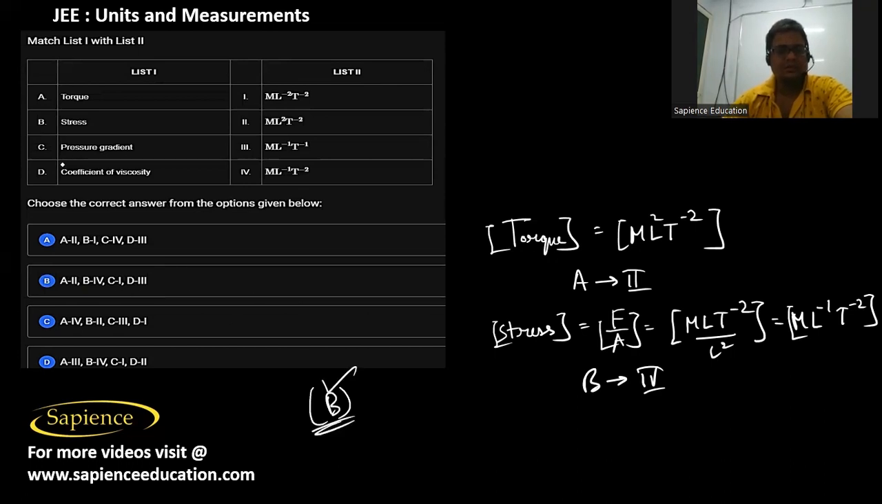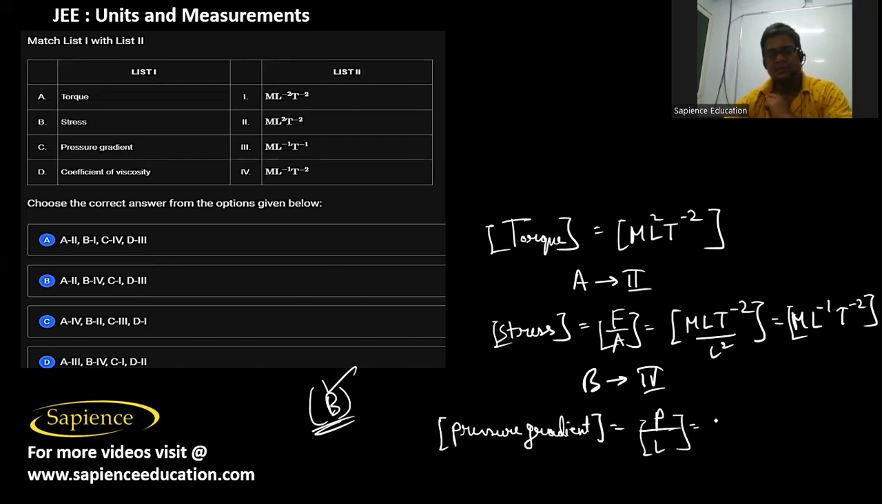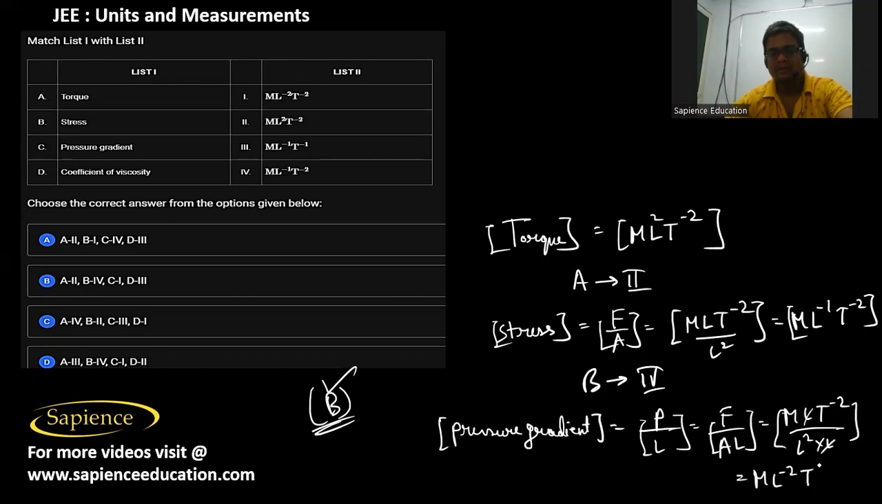But we can check. The C1 is pressure gradient. So pressure gradient is pressure by length. Pressure is force by area, so it is force by area into length. So that will be M L T power minus 2 divided by area L square into L. So this will be M L power minus 2 T power minus 2. So it means option 1. So C will match with 1.